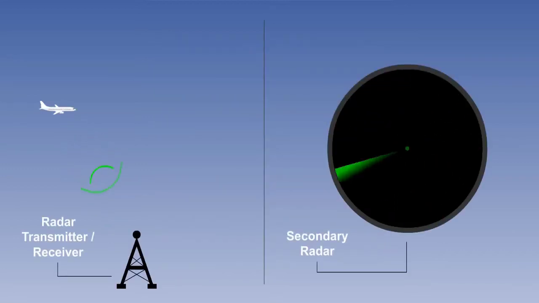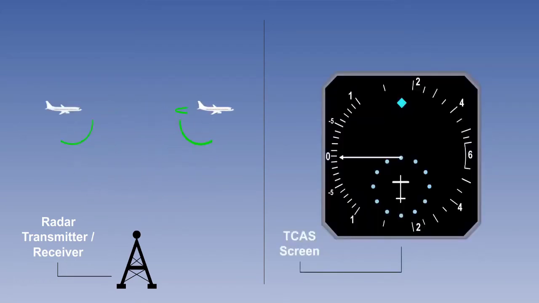TCAS does not guarantee a specific separation from other aeroplanes, but does inform crews of traffic in the vicinity of their aeroplane and gives vertical vectors to avoid other contacts. It does this by adapting the transponder system to not only reply to ground radar interrogation, but also to other aeroplanes. For TCAS to see another aeroplane, it must have at least a mode alpha transponder fitted. Without that, TCAS is blind to other traffic.